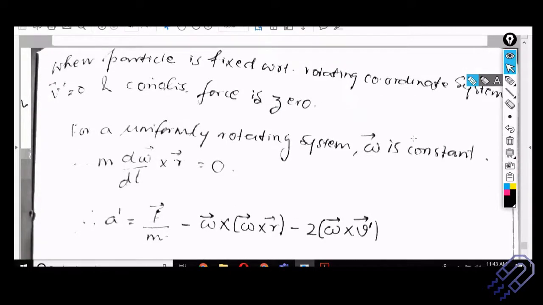And what happens when the particle is fixed with respect to the rotating frame? This is exactly the argument that I said: the Coriolis force is zero.